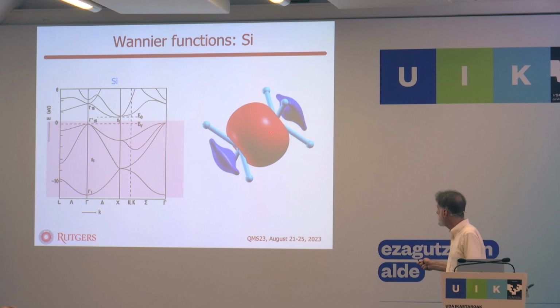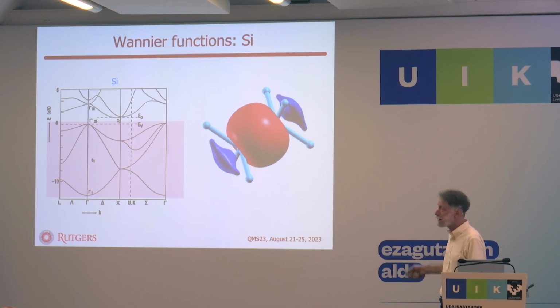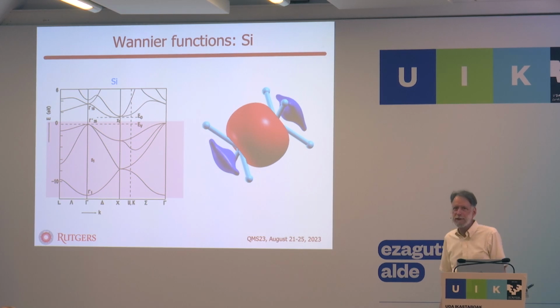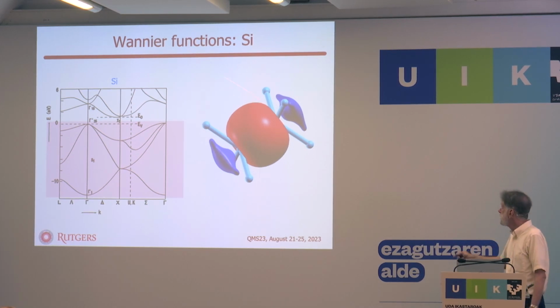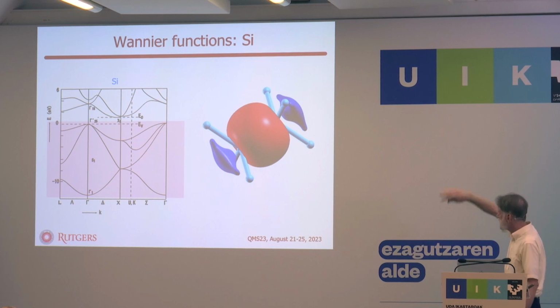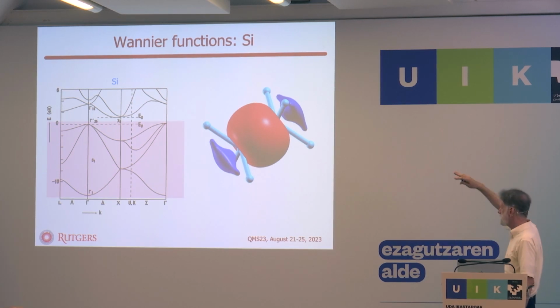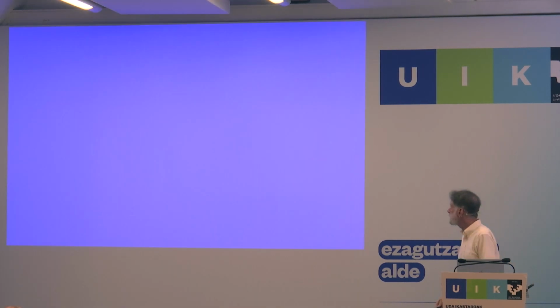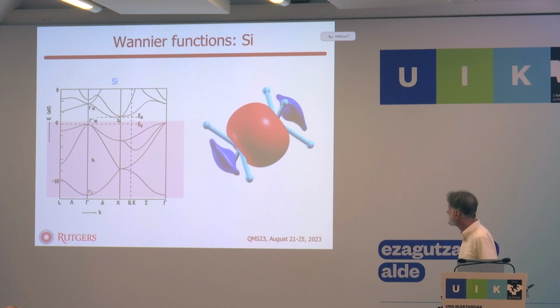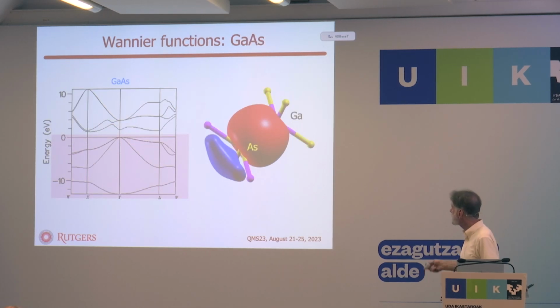Now, I'm cheating a little bit with this picture because this Wannier function has a little bit of amplitude on some neighboring sites, and I chose the isosurfaces such that they don't show up at all. But the Wannier function actually does have some amplitude on neighboring sites and then decays exponentially as I go away. And here's what you get for gallium arsenide.